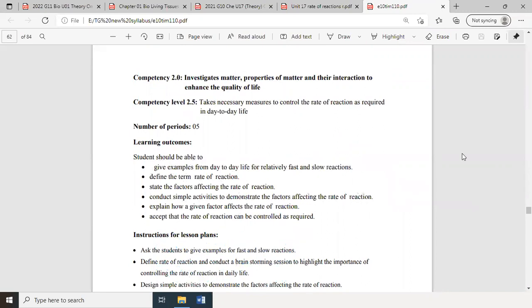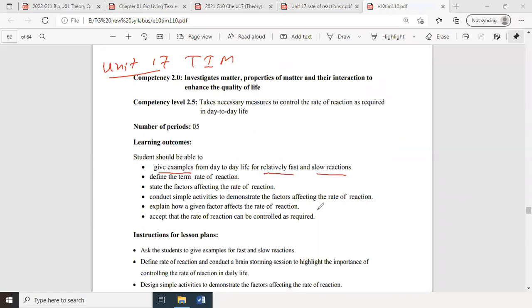Learning outcomes. This is unit 17 TG, the teacher's guide or teacher's instruction manual. Rate of reaction. Give examples from day-to-day life of relatively fast and relatively slow reactions.